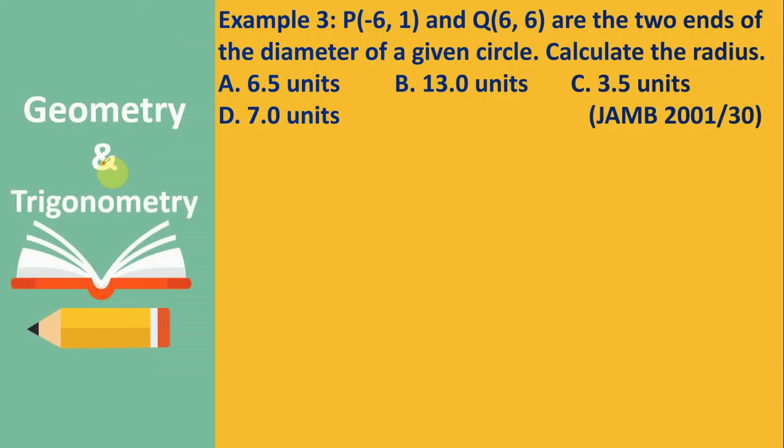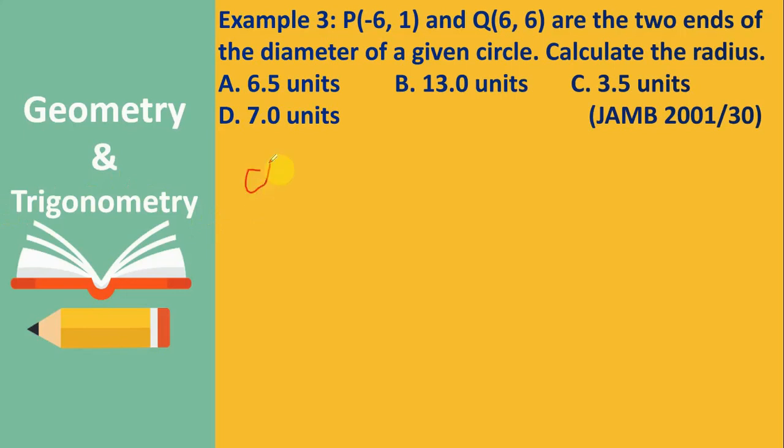The next example we are going to be looking at is somehow a technical example from JAMB, my wonderful UTME. We are given 2 points P(-6, y) and Q(6, 6) at the two ends of the diameter of a given circle. We are asked to calculate the radius. Now, if you remember, how do we calculate the diameter when we have 2 points?